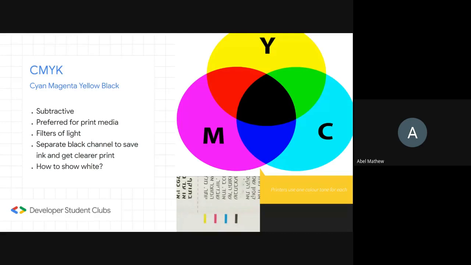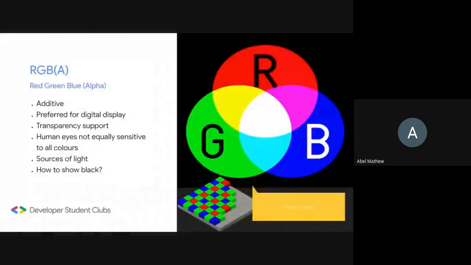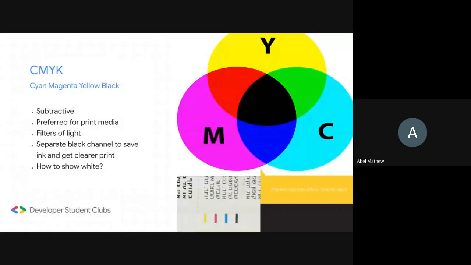And coming to how to show white, because we don't have white in this color space, we can see that in the RGB color space, things are adding up and becoming white. In the CMYK color space, things are getting mixed and becoming black.